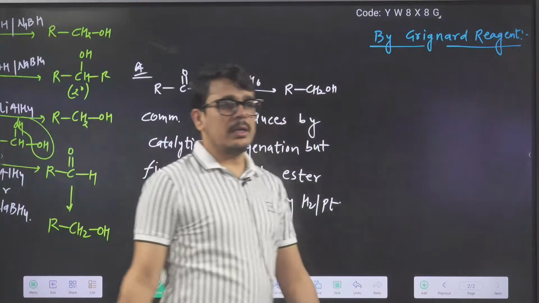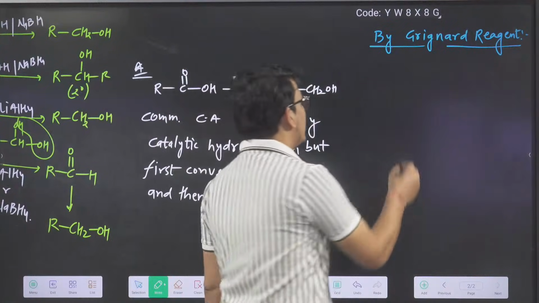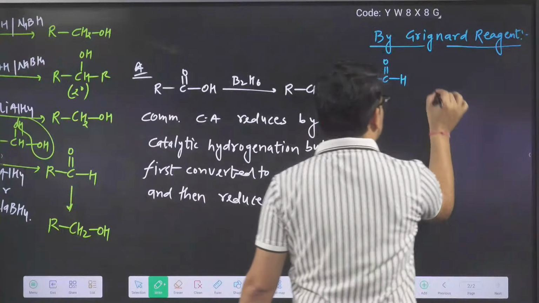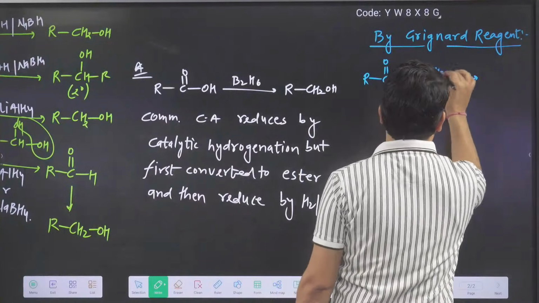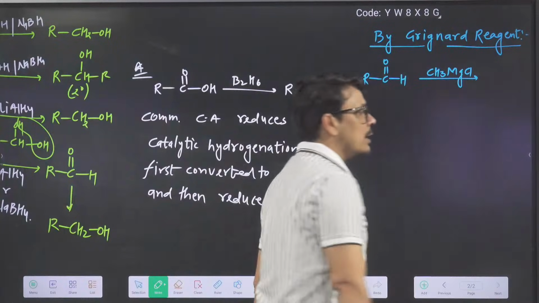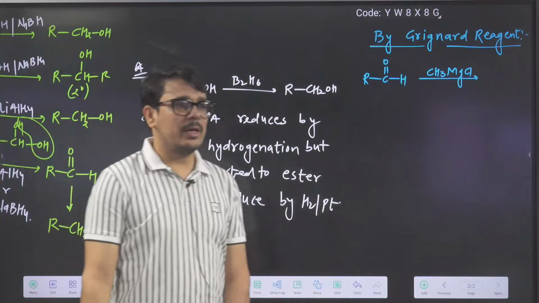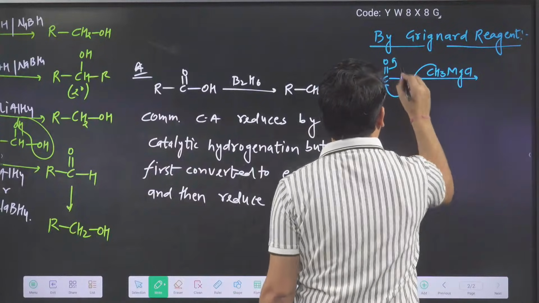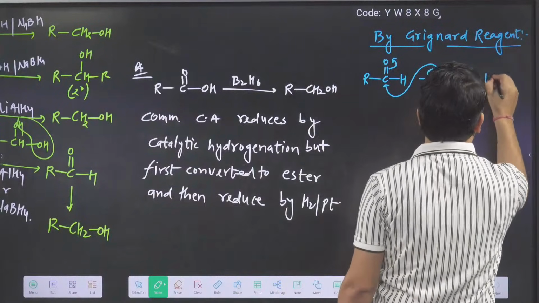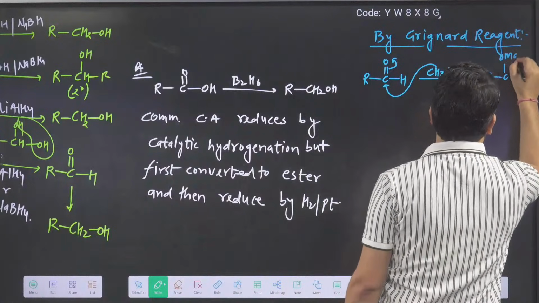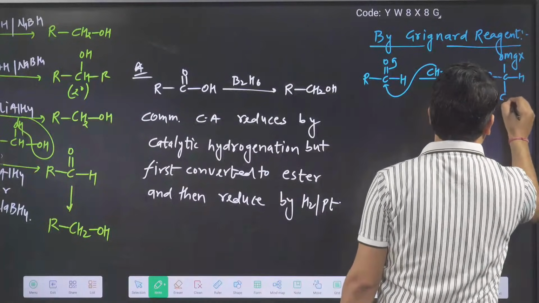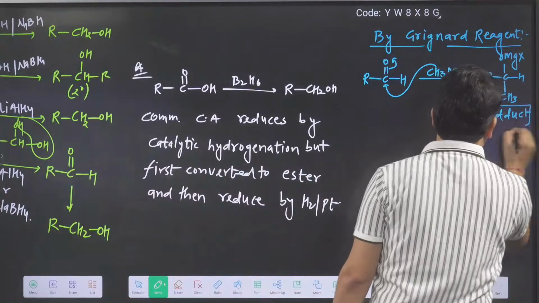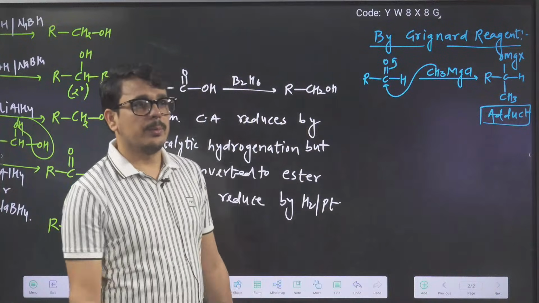By which reagent here? Grignard reagent. So Grignard reagent means what? Let's say we are having one of the aldehyde here, and this aldehyde reacts with Grignard reagent. Let's say we are having CH3MgCl. Now this CH3MgCl attacks this, and you will get first adduct formation. This is OMgX, H, and this side will be CH3, which is known as adduct.